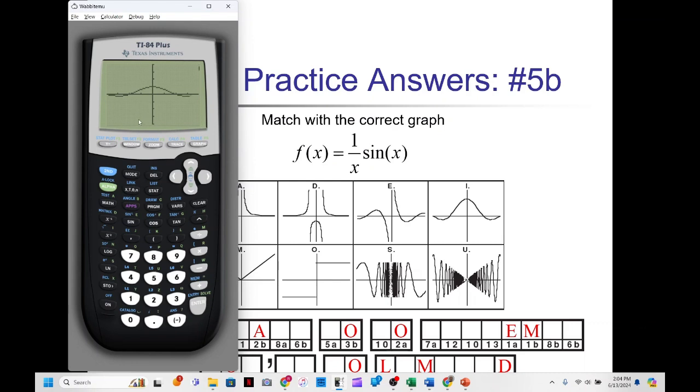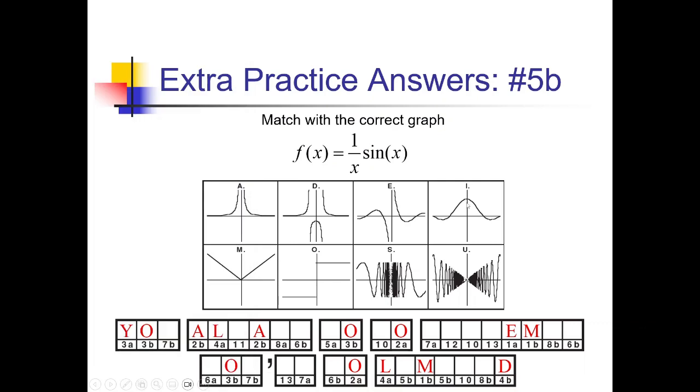So there's what the graph of this one is looking like. It kind of has some sine features, but it's not exactly like sine. So the closest graph that they gave us was this I right here. So I'm going to put an I in 5b. There's a 5b down here, and another 5b right here. So 2 I's right down there.